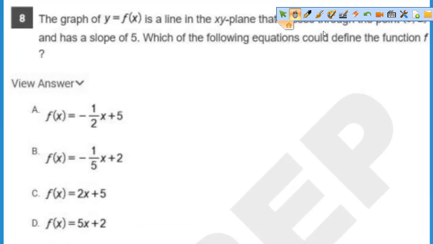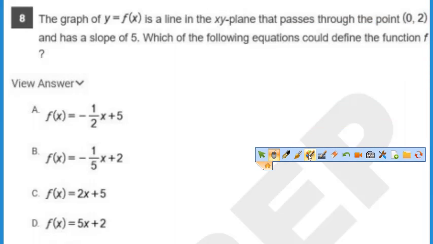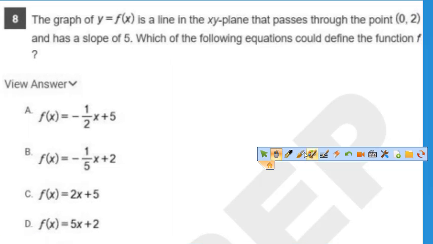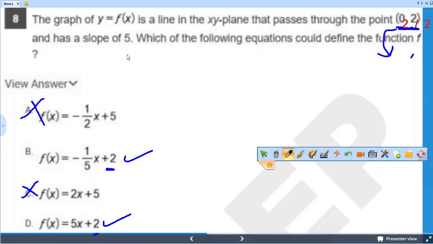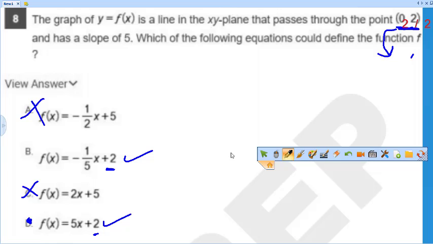Okay, let's see another example. The graph of f of x is a line in the xy plane that passes through the point 0, 2, and its slope is 5. What does 0, 2 represent? Yes, great. One of you said it's y-intercept. It means it's +2. It means this one right or this one right. It means the other two are wrong, because this is y-intercept. What about slope? Slope 5. It means it's D.